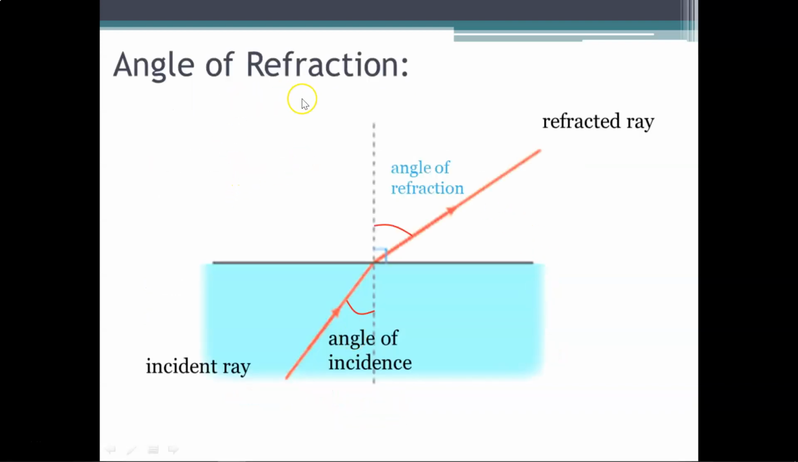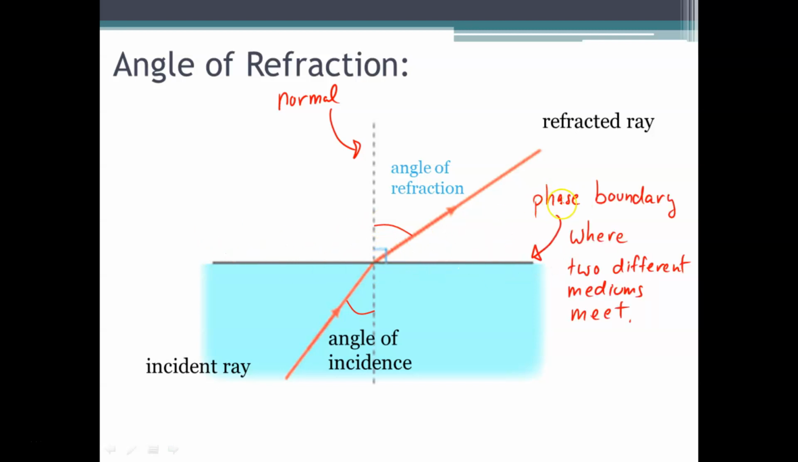Now when it comes to refraction, many of the concepts we used in reflection are very similar. So we still have a normal, the imaginary line that is perpendicular to the phase boundary. So perpendicular meaning 90-degree angle. And instead of a mirror, we have a phase boundary. That's where two different mediums meet. So water and air, for instance. And this would be the border between them.